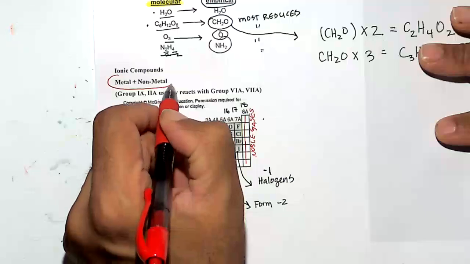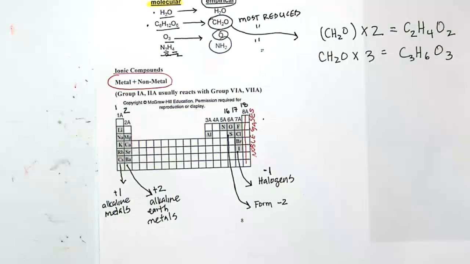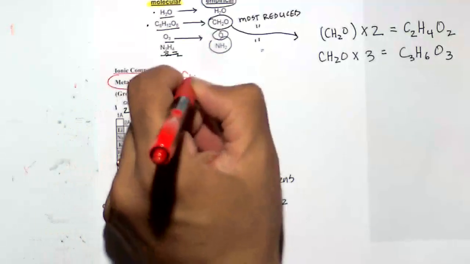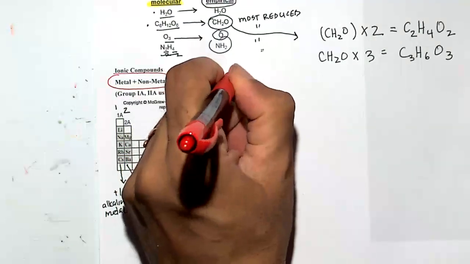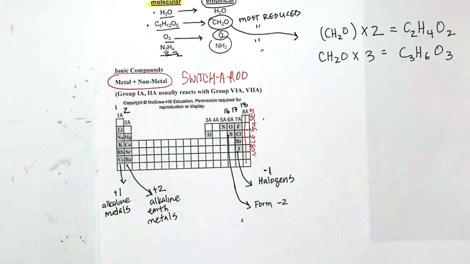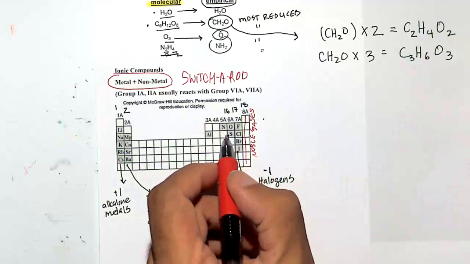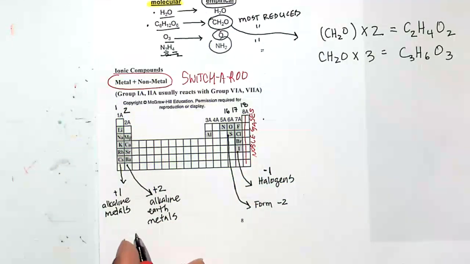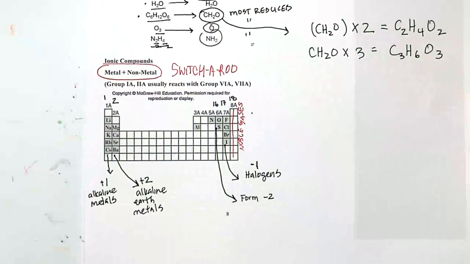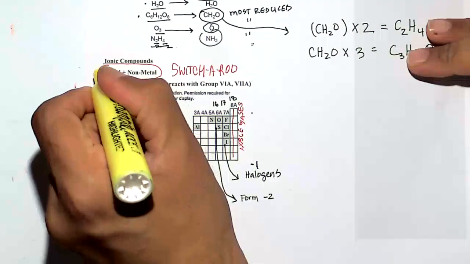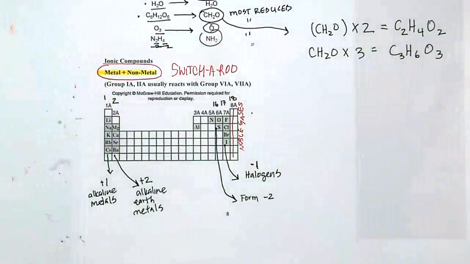Ionic compounds. Okay, metal plus non-metal. Okay, we're going to do something called switcheroo. We're going to switch the numbers. Switcheroo. This is for ionic. So we'll take the charge. We will take the number and switch it. Okay. And this is a metal with a non-metal.